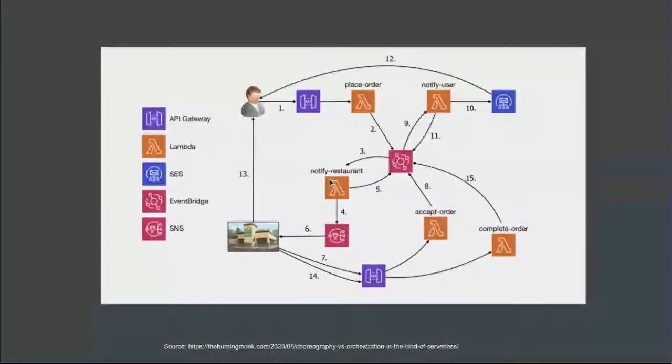That notify restaurant lambda function is triggered, which will take care of notifying the restaurant that a particular order has come in, right? Now, once the order has come in, if you see flow number 5, we trigger another event saying that the particular restaurant has been notified. So at every point, we are continuously pushing events to EventBridge. This helps us have a history or an archive of the list of events being published as a part of our application.